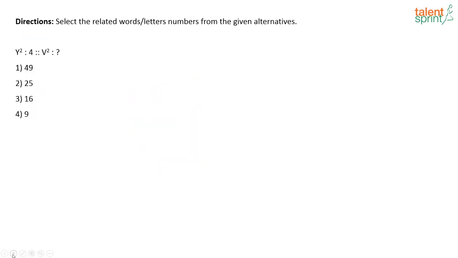Next one. Y squared is to 4 is as V squared is to question mark. Yeah, this was a bit difficult one, right? Not something that you can immediately say what the answer is. Anybody got this one correct? So the logic that is being followed here is this. See, if you look at the positions of these letters in the English alphabet, you have A, B, C, D, E, F. Z, Y, right? I am writing this in the reverse order here.